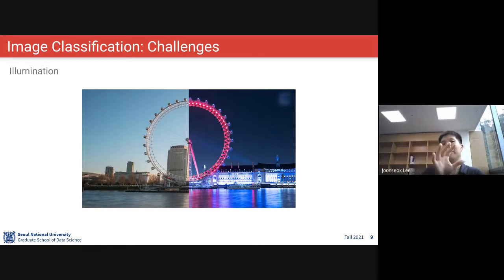And especially when you take the camera, what the camera actually sees is very different from what a human sees. From our understanding, these colors don't change at all, but actually when we take the camera, the pixel colors are changing in real time. So it is another challenge that the illumination actually changes over time.